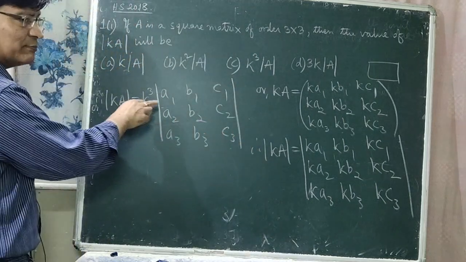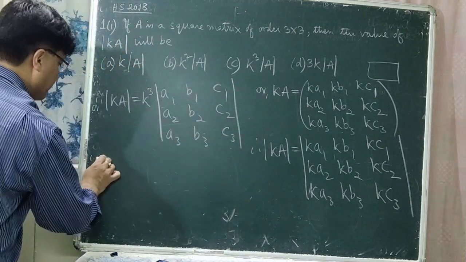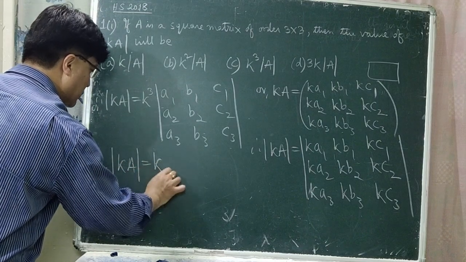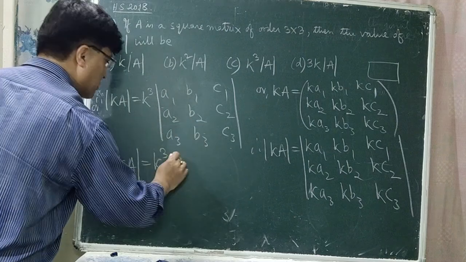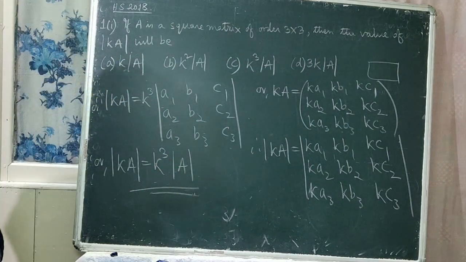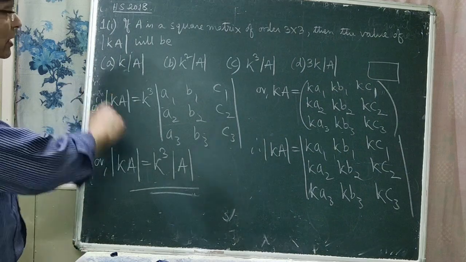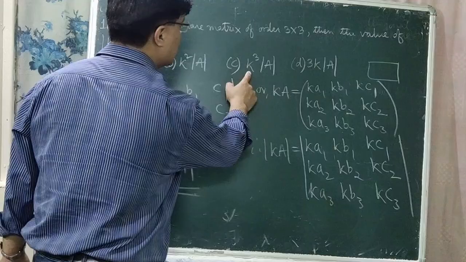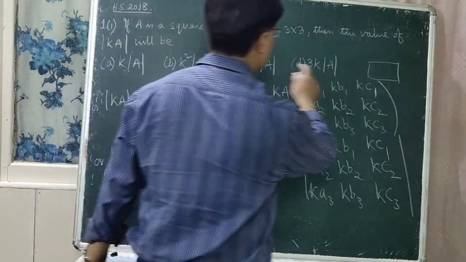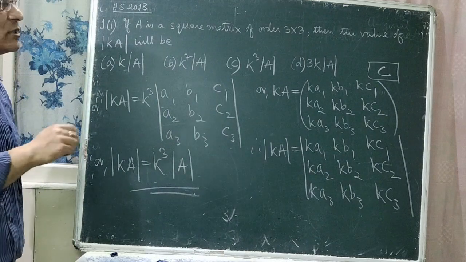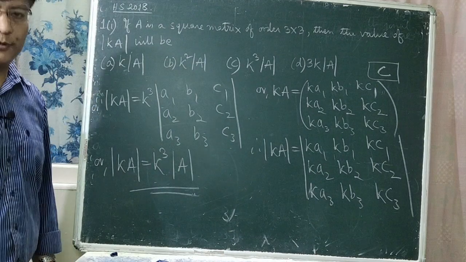Now we have changed that matrix into determinant form. So det of kA is equal to k cube, and this is determinant of A. Okay, so this is the correct option. Which is the correct option out here? That is k cube and det of A. That is C is correct. So write down the correct option in the blank box. That is, C is the correct option.